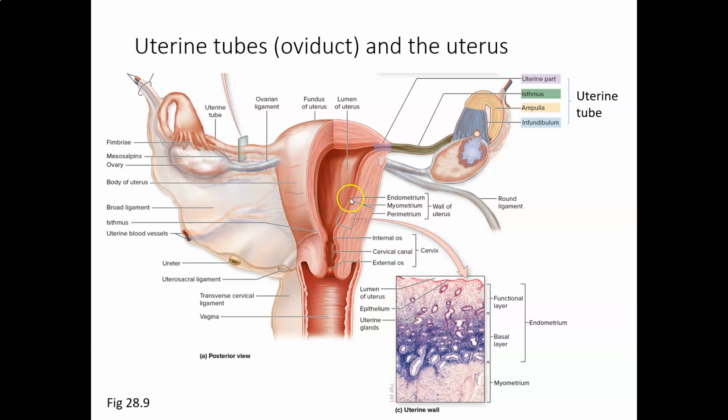So if the oocytes are not fertilized, right, then not only does it regress, the uterus is also going to shed the functional layer, because there's no signal for it to keep it.